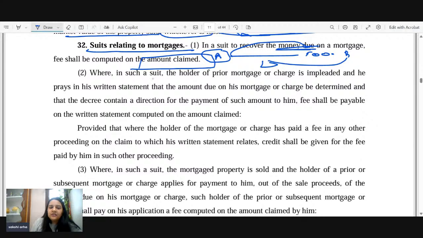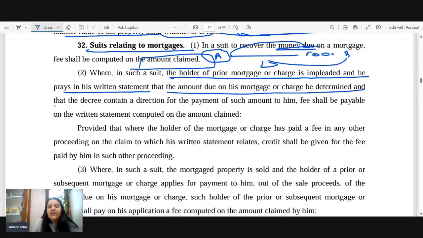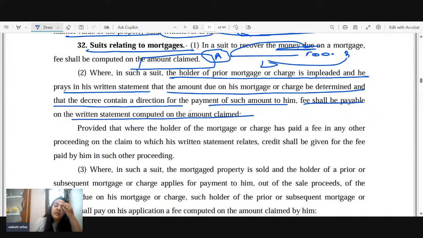Where in such a suit the holder of prior mortgage or charge is impleaded and he prays in his written statement that amount due on mortgage or charge be determined and that the decree contain a direction for payment of such amount, fee shall be payable on the written statement computed on the amount claimed. Okay, now see, there is a prior mortgager. Okay, एक prior mortgage था या charge था और वो they want to set off the amount. Okay, they want to set off the amount of prior mortgage. Then fee shall be payable on the written statement computed on the amount claimed.